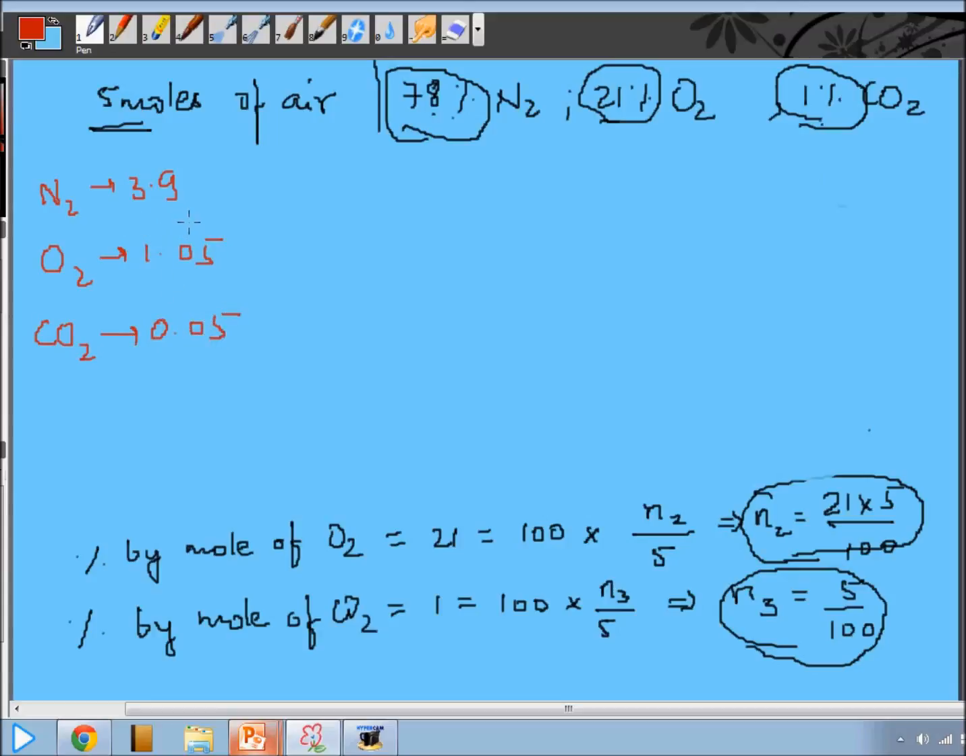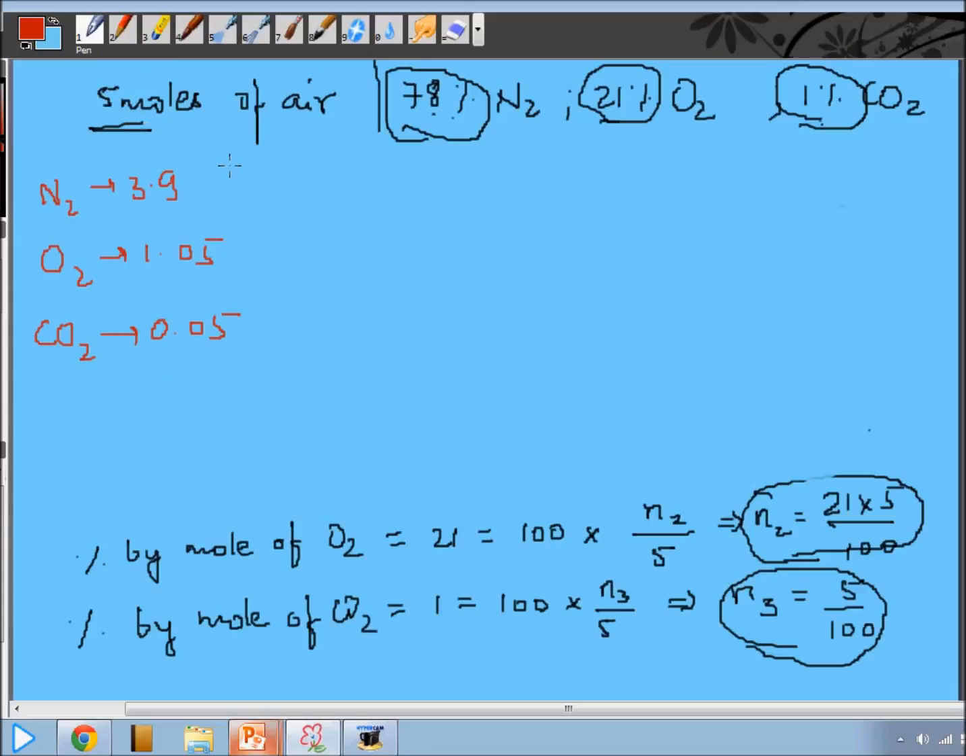If you add them, you'll see that total moles have to come out equal to your moles of air, which is 5. So 3.9 plus 1.05 plus 0.05 will give you 5 moles as the answer. So you can verify your calculations using this. Once you have calculated individual moles, you can check their sum and see if it is equal to total moles of the sample, in this case 5.